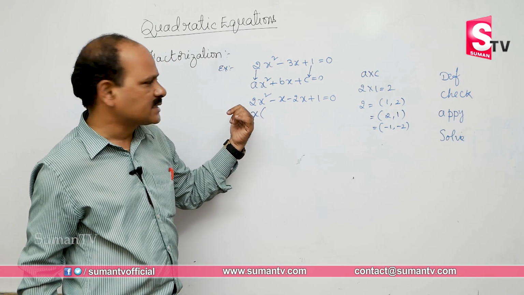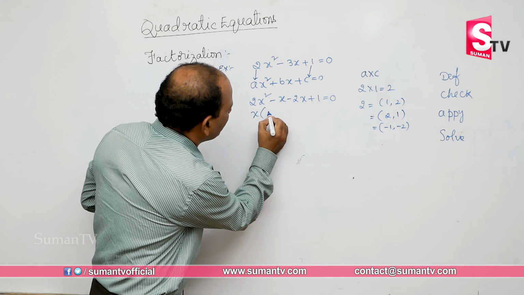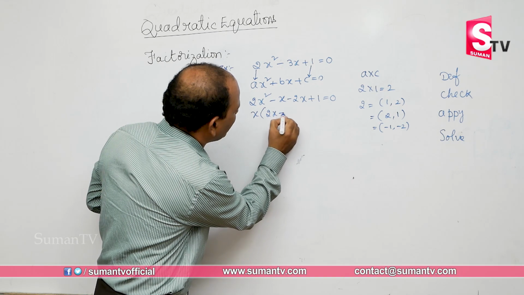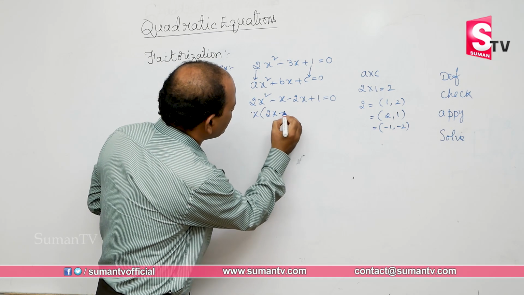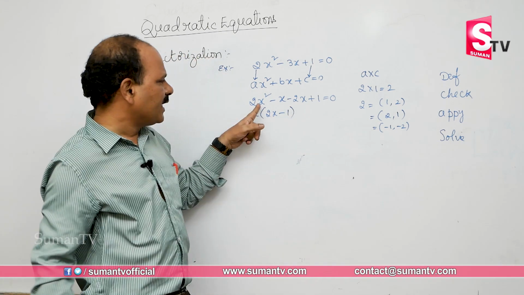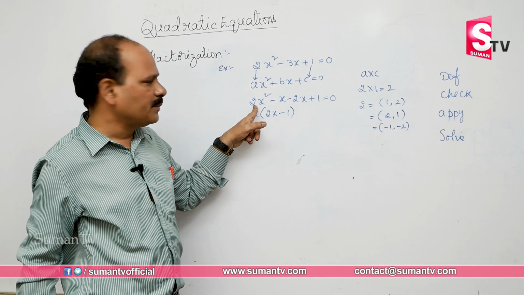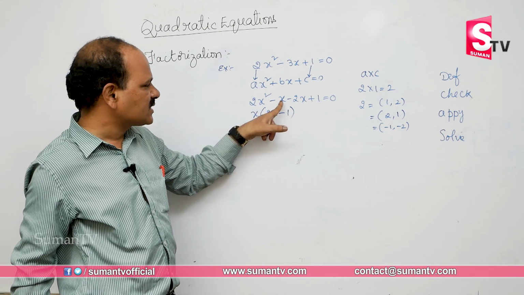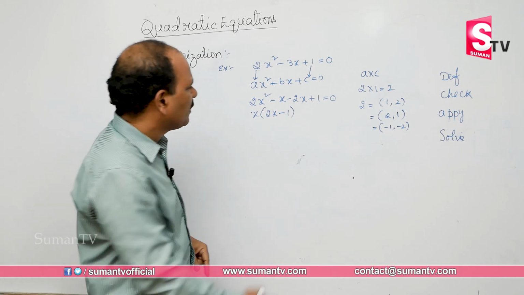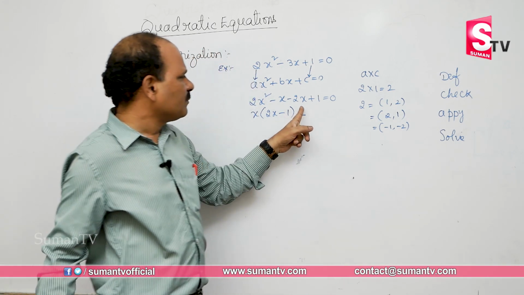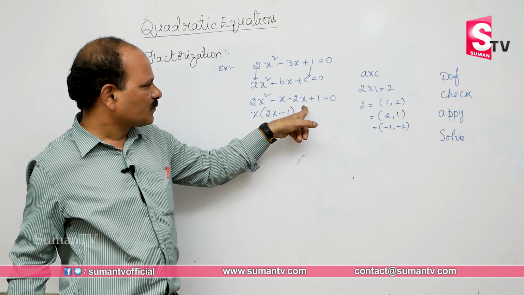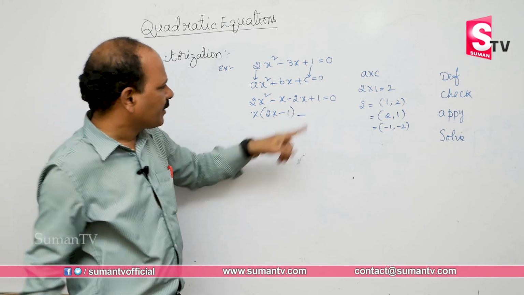Once I take x common, here the remaining term is minus 2x minus 1. When x went common, the remaining term is 2x. Here once x went common, minus 1 is there. Now from this also I can take common 1.